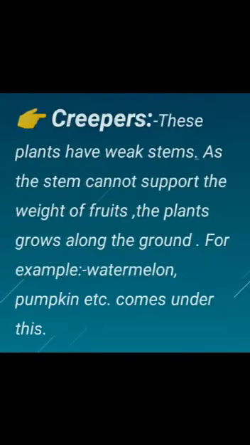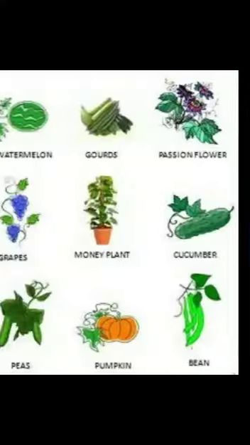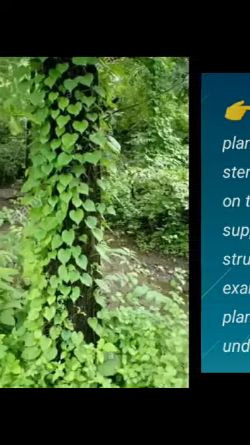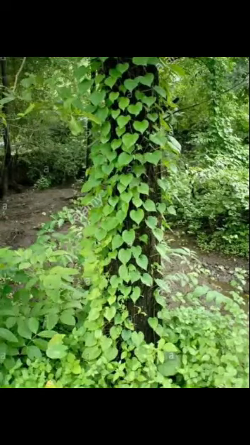Creepers are plants with weak stems that grow along the ground, around another plant, or up a wall by means of extending stems or branches. Watermelon, pumpkin, etc. come under this. Moving to the next is climbers. These are weak stemmed plants that derive support from climbing up trees and other tall objects. Money plant, pea plant, grapevine come under this.